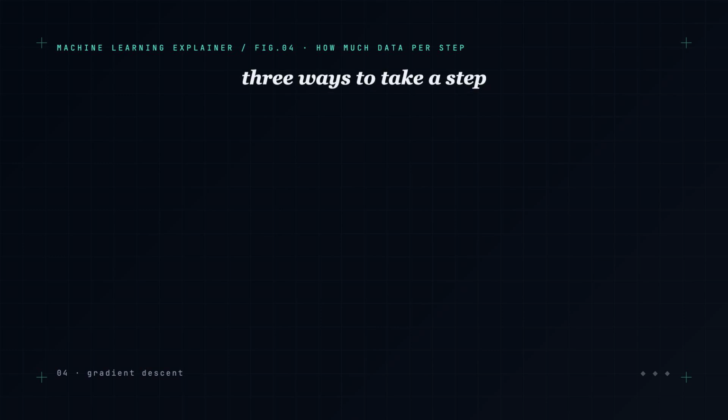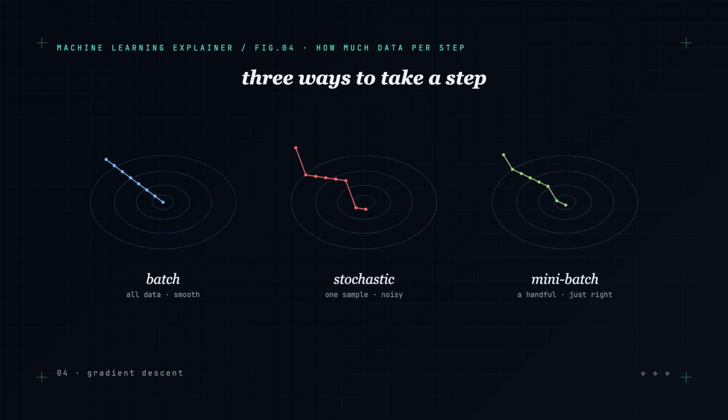One more choice. How much data do you use to compute each gradient? Use the entire dataset every step. That's batch gradient descent. Smooth but slow. Use just one example at a time. Stochastic, fast and noisy, jittering toward the goal. Or use a small handful, a mini batch. That middle path is what everyone actually uses, most of the speed, enough of the stability.